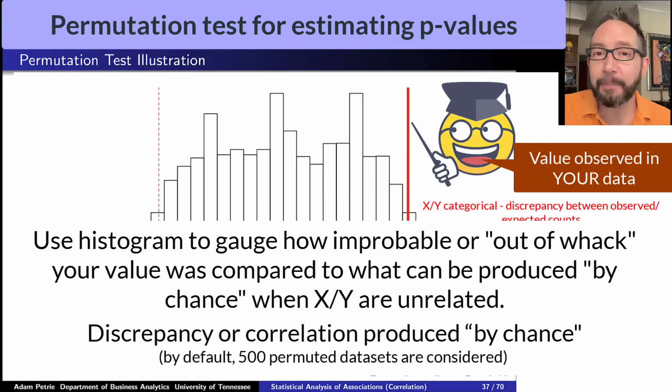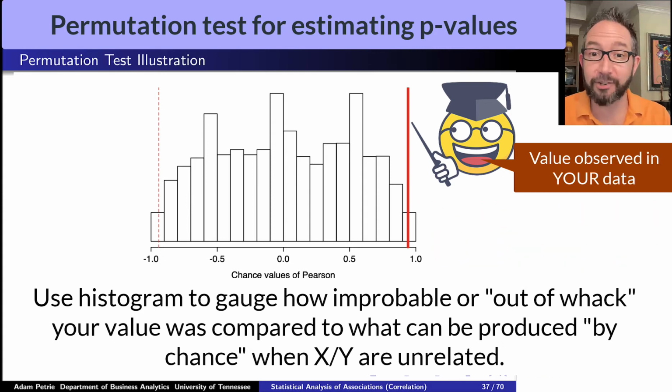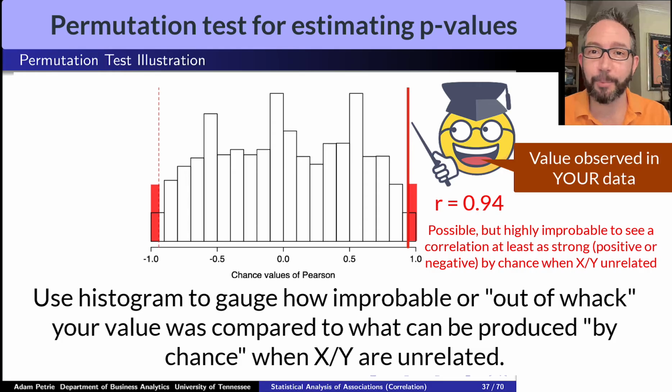And so to establish that the association is statistically significant, we need to show that what we measured in our data is very unlikely to have been produced just by random chance. In our example right here, we found the observed correlation in the data was 0.94. Is it possible to observe that value just by random chance alone? Well, yeah, occasionally we do see correlations of at least 0.94, or more negative than minus 0.94, at least as strong as the value we observed, positive or negative here.